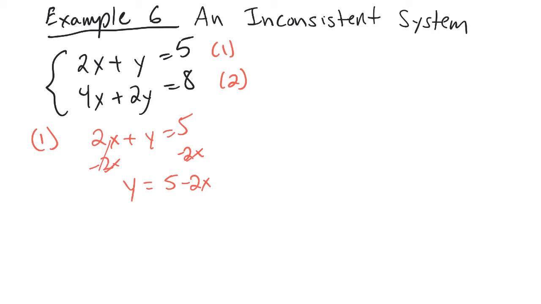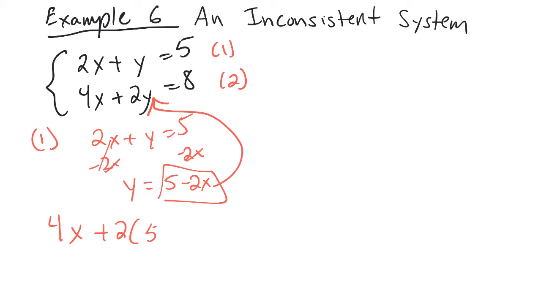Then I take that 5 minus 2x, and I'm going to plug it into my second equation. Basically, you're taking this and plugging it into that y, 5 minus 2x. So we're going to solve this. We know how to solve this equation. So 4x plus 10 minus 4x equals 8.